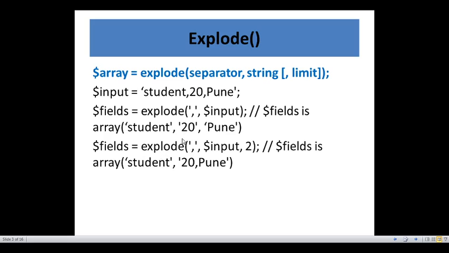We can also use it like this: explode, comma, then $input, then comma 2. When we specify the limit here, the given string will be divided into only two parts. This is your first part, meaning till the first comma, and the remaining part is considered as the second string. So here the limit is 2, that's why here is 2.